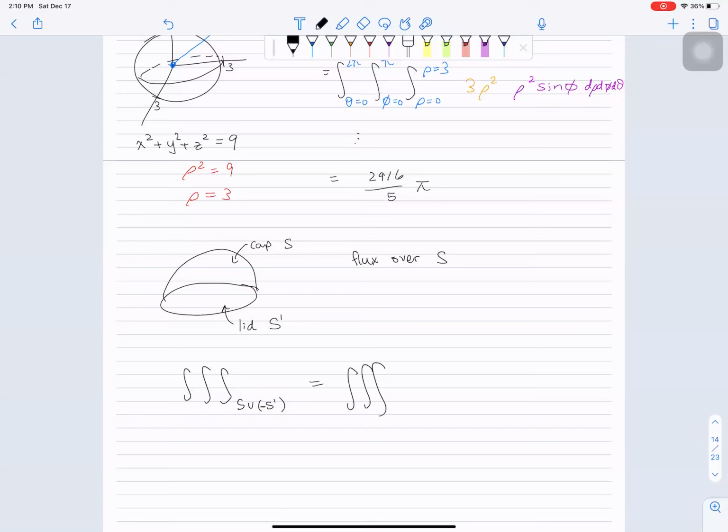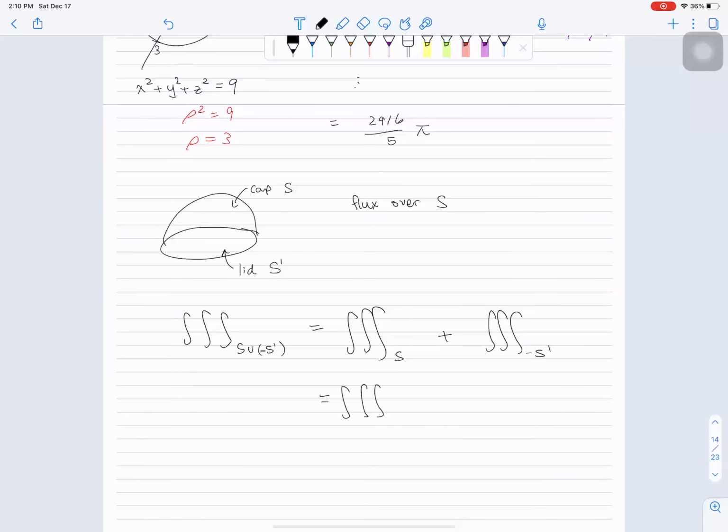What's another way to write this? Triple integral of S plus triple integral of the negative S prime, because doing a union is almost like adding. What's another way to write this? This is S. Now I can take out this negative sign and say it's minus triple integral of S prime. So the triple integral over the entire shape, imagining that it's closed, is equal to this.